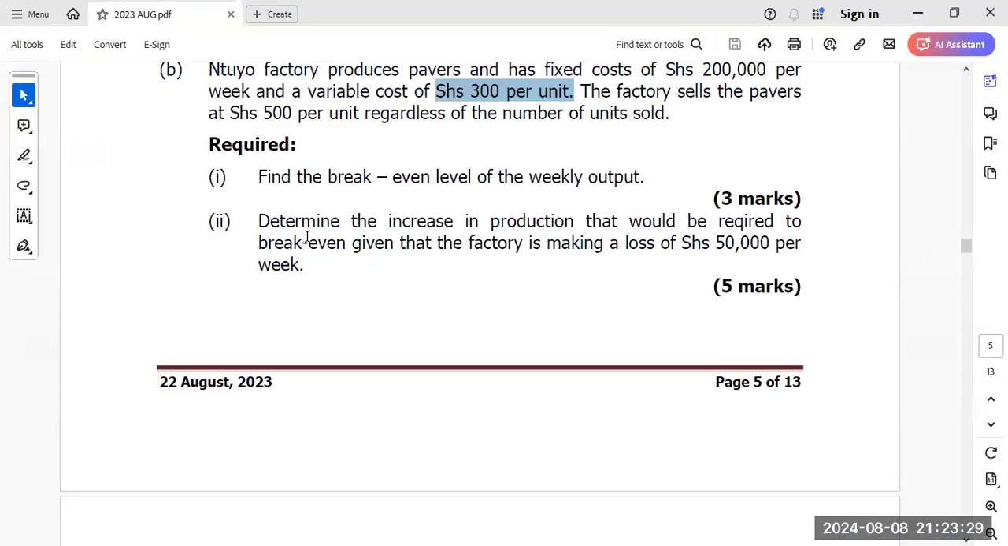Next part, they are telling us to determine the increase in production that would be required to break even, given that the factory is making a loss of shillings 50,000 per week.